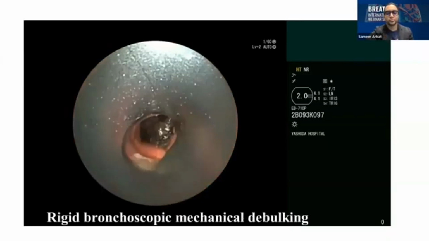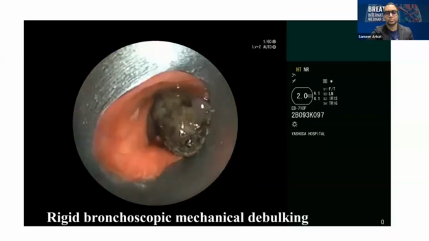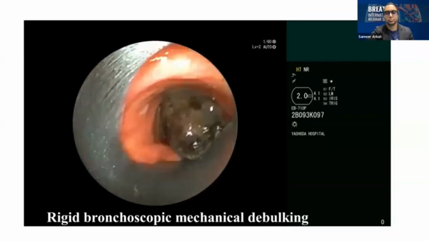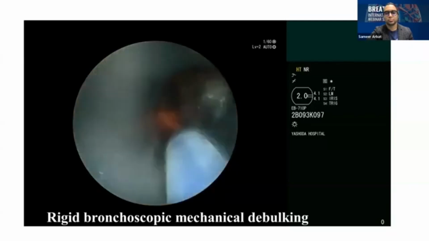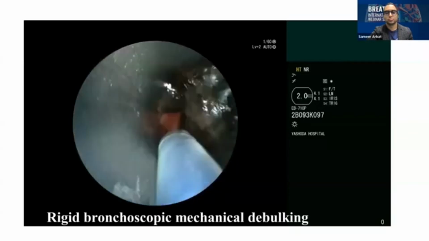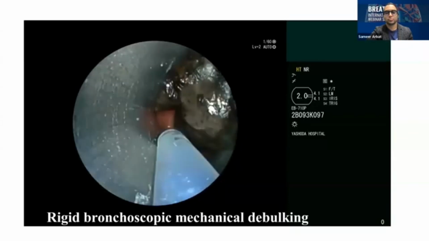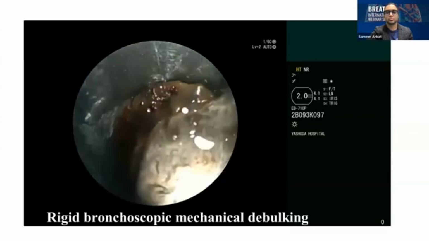In this case, unlike the previous case, it's not a polypoid growth. So what we are doing is we are directly going for a rigid bronchoscopic debulking, which means I'm using the same rigid bronchoscopic barrel, and through the corkscrew motion, I'm making sure that I'm doing the debulking of the tumor without the use of any electrosurgical snaring, because sometimes after snaring there can be a torrential bleed and you may lose the airway.